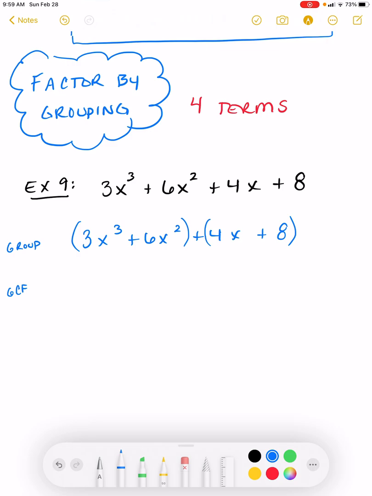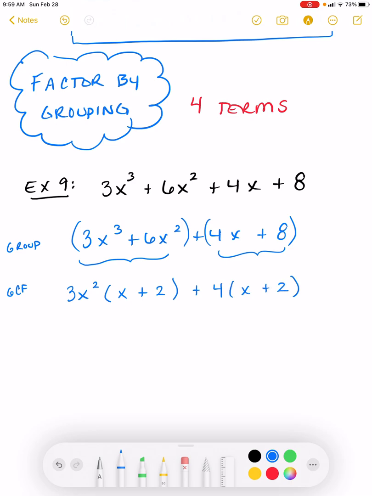The GCF of this first group is going to be 3x squared, and the leftover part is just going to be x plus 2, since 6 divided by 3 is 2. Then I take a GCF out of this group, and the GCF is 4, and the result is x plus 2.